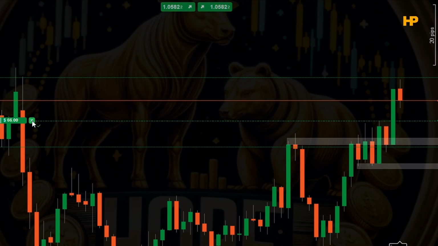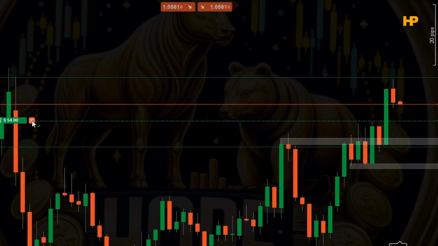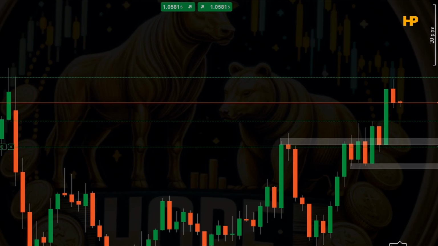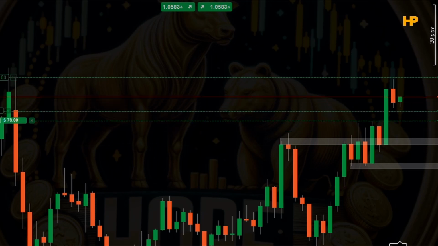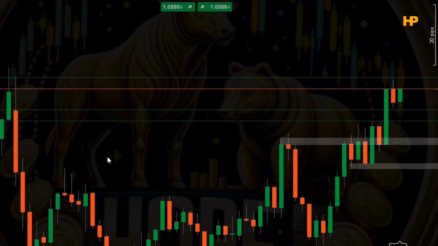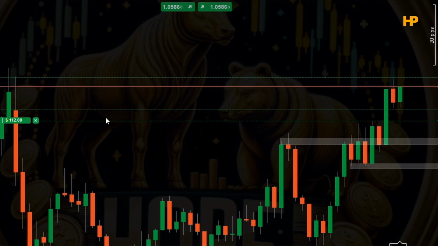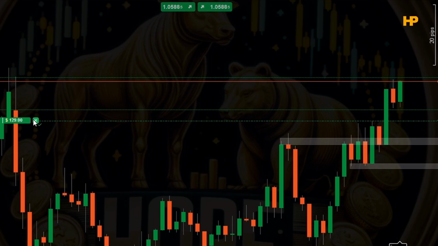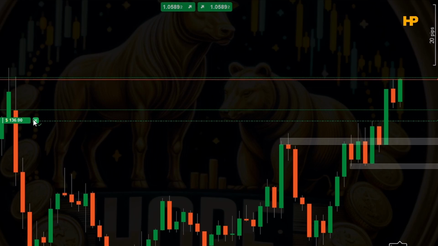Use a demo account to practice each setup during London hours. I am giving you a class assignment. Open a 30-minute chart and identify one of these setups in yesterday's London session. At Hope Pips, we recommend mastering these setups for consistent results.